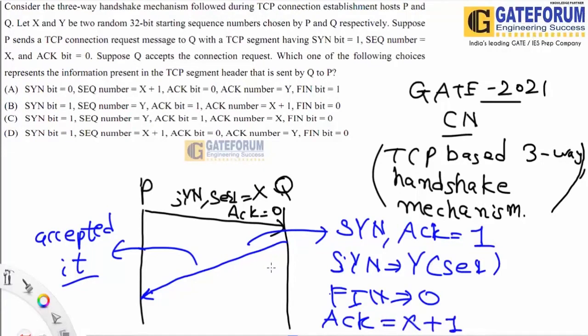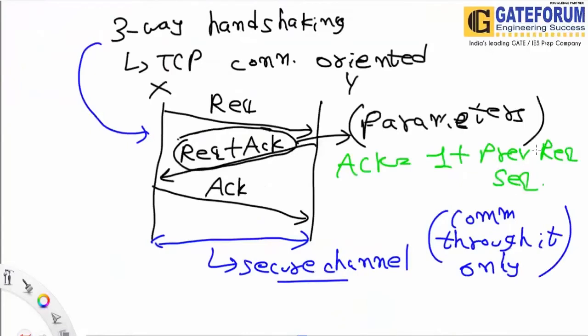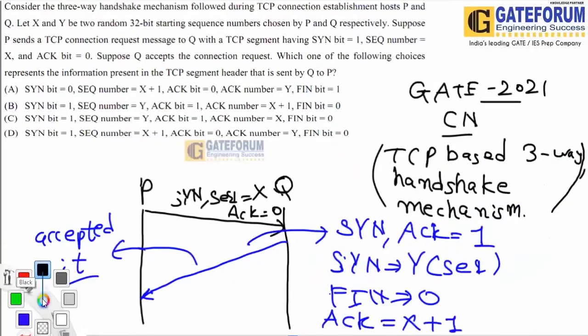Always understand this concept. If this particular sequence number was, let's say, Z, the acknowledgement number would be Z plus 1. It's always 1 plus the previous request sequence number on which we are responding. Okay, so if you look here properly, SYN and acknowledgement bits are both 1, sequence number is Y, the acknowledgement number is X plus 1, and the FIN bit is 0. So this would be our answer, which will be P.